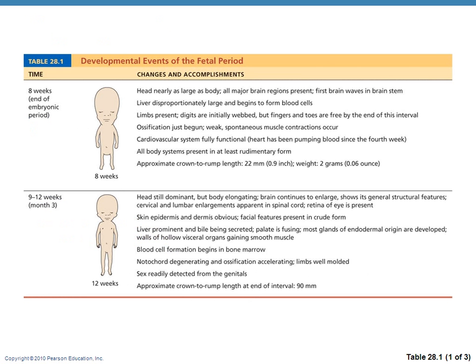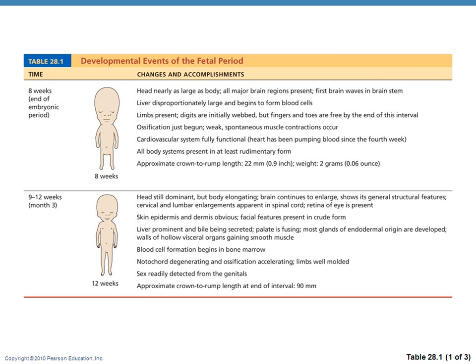I'd like you to look through this table. I just think it's interesting to see the changes that are going to occur in the fetus from 8 weeks to 9 to 12 weeks. And there are different things that we've talked about in the past that you can see. Ossification begins about week 8. You're going to have some muscle contraction. Cardiovascular system is fully functional at 8 weeks. Heart has been pumping blood since the 4th week. Obviously, the head is quite large. It's not really in proportion to the body.